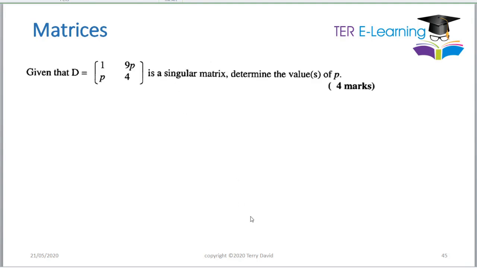All right, so look at this. This is an examination question. Given that D is equal to this matrix here, is a singular matrix, determine the values of P. So what are the values of P for this question? I'll give you 2 minutes to work that out for me.